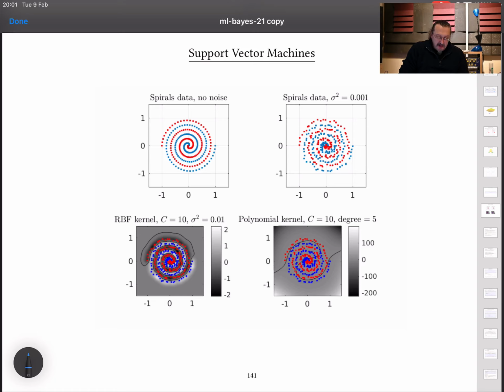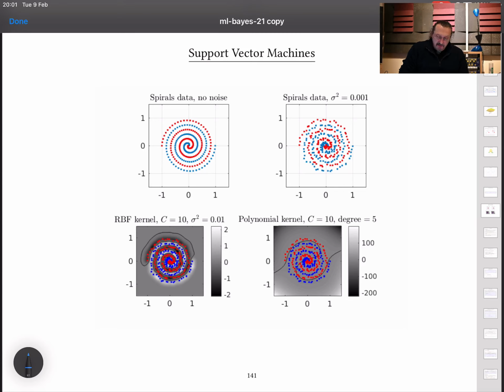Now, I will come back to this example a little bit later, because once again, and I can't emphasize this enough, the choice of the hyperparameters, the C and the sigma squared, is critical. And we're going to look later at just how critical that is when we talk about how you might actually choose them in practice.